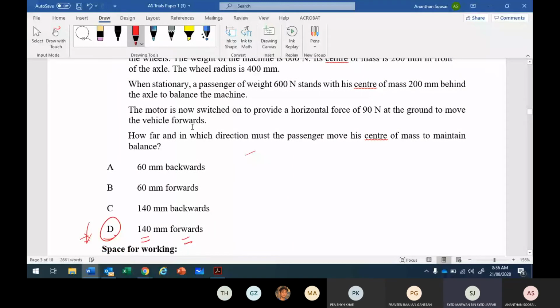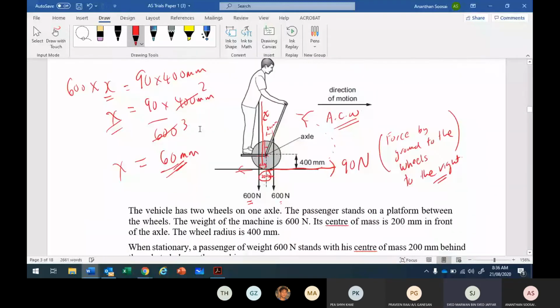Okay, why 60 mm? If we move 60 mm, we're going to be 140 mm away. 600 times 140. This much it should be reduced.